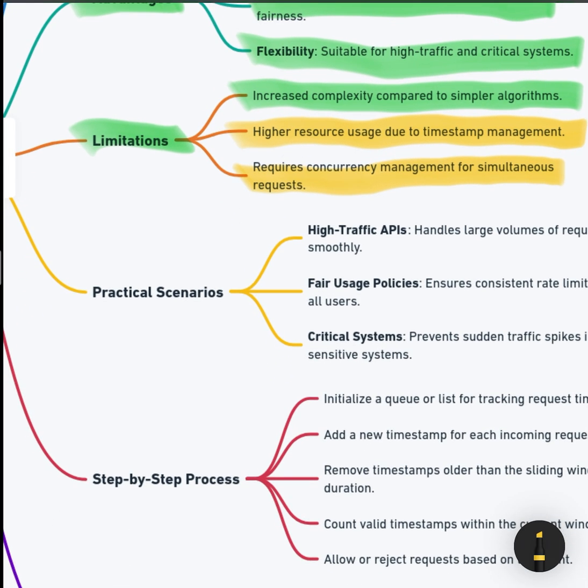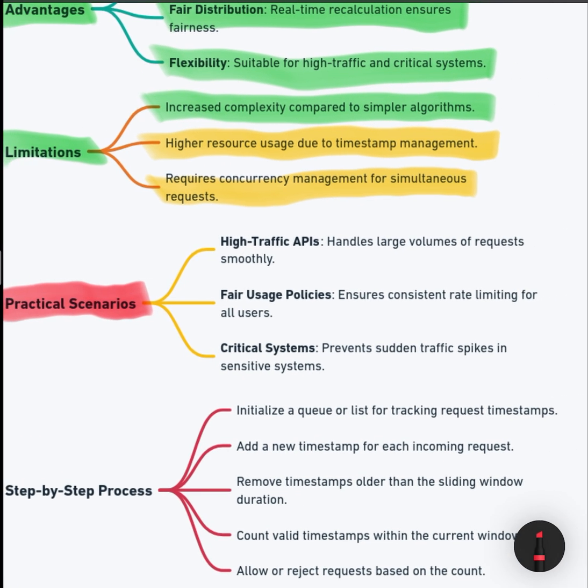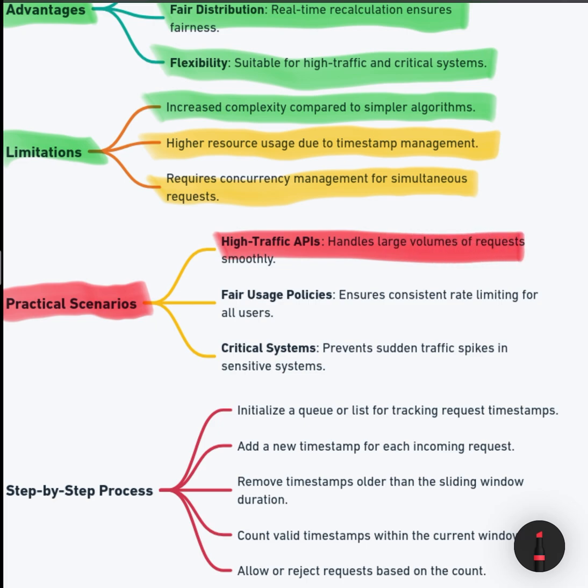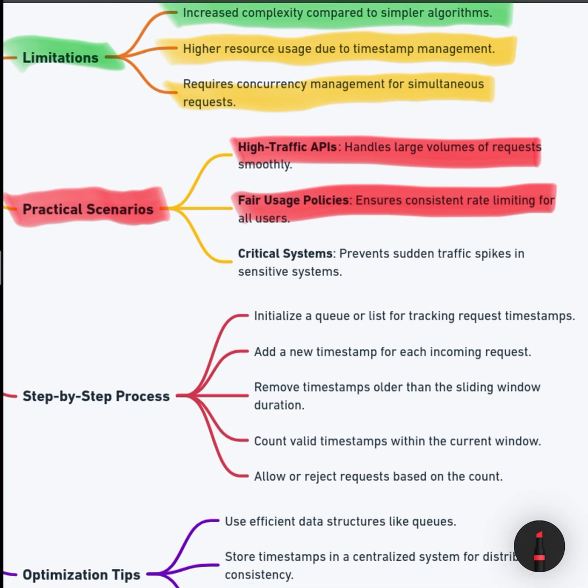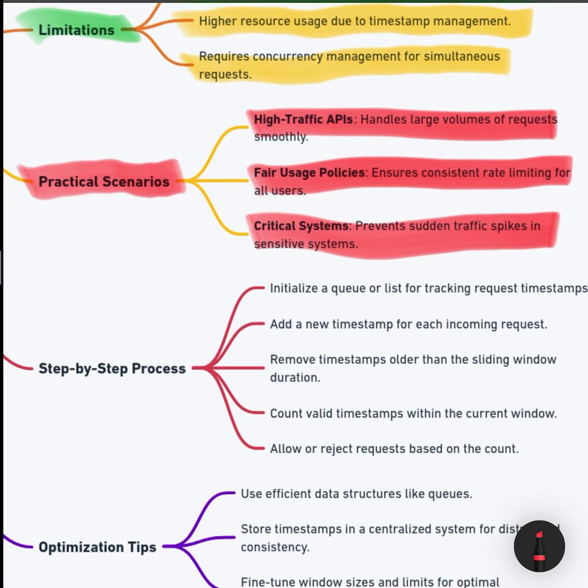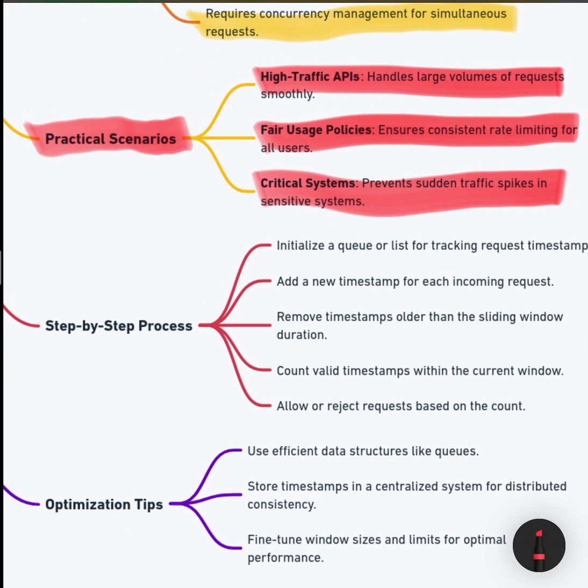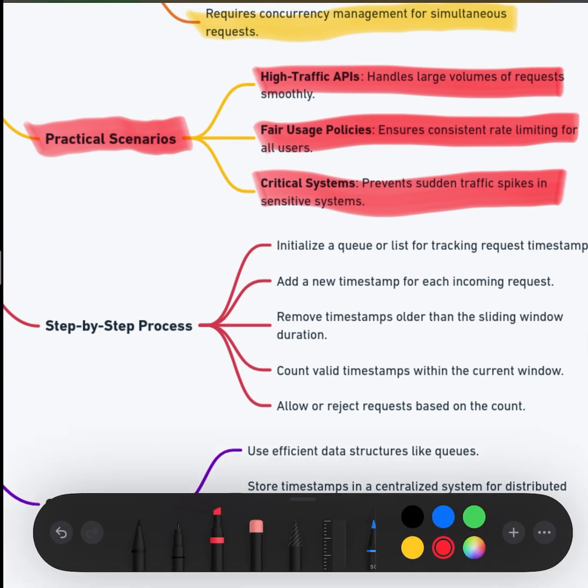Practical scenarios. The sliding window algorithm is ideal for high-traffic APIs, as it ensures smooth handling of large-scale traffic without abrupt rejections. Fair usage policies: it provides a more consistent user experience by evenly distributing rate limits. Critical systems: it eliminates sudden traffic spikes, ensuring reliability in services like payment gateways or authentication systems.